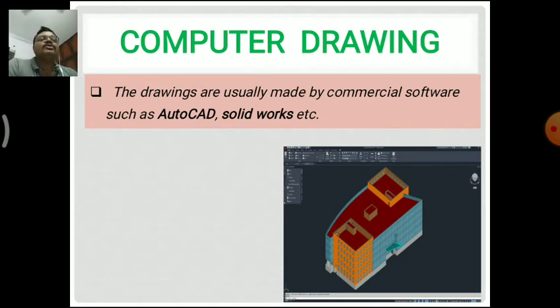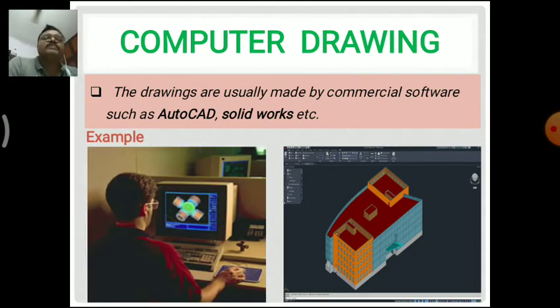But in the 3D drawing we used to see all the views, that is front view, top view, side view. In the right side picture we can see a 3D diagram designed in SolidWorks. This is a layout of the building drawn in commercial software, and the left side one is also an example of computer drawing, which we can use in ANSYS and other modes. These softwares are used for computer only.